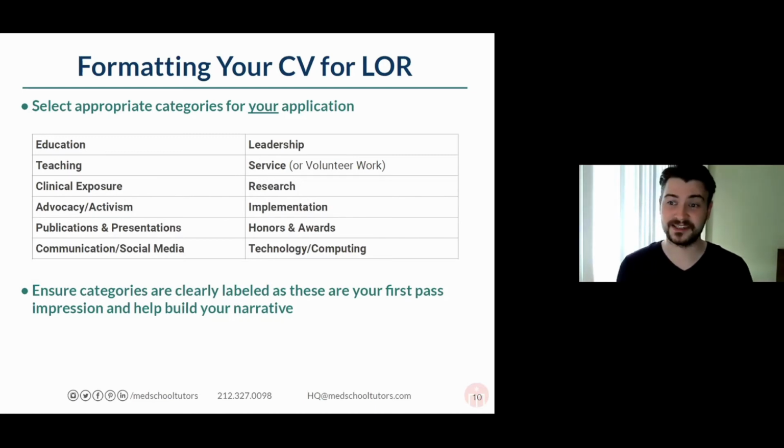And so I've said it many times, but I'll say it one more time to drive the point really, really home. Please do on your resume and CV ensure that your categories are clearly labeled, as these are going to be the first pass impression that help build your narrative with letter writers. And I've looked at many resumes and CVs, and I'll tell you the first thing I do is I scan those categories, because it tells me in broad strokes, not just the story of this person, but the story this person wants to tell to the world about themselves. So take some time to really think about what are the right categories for your CV or resume.